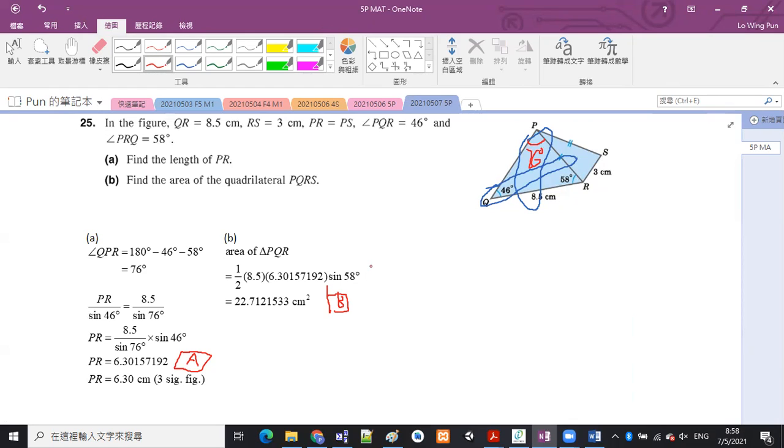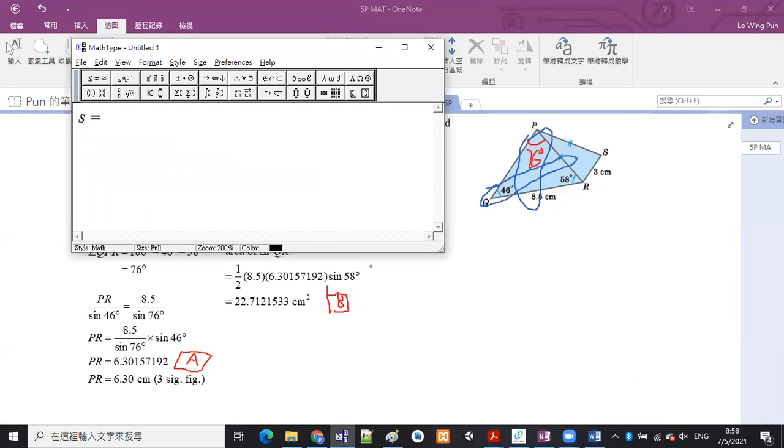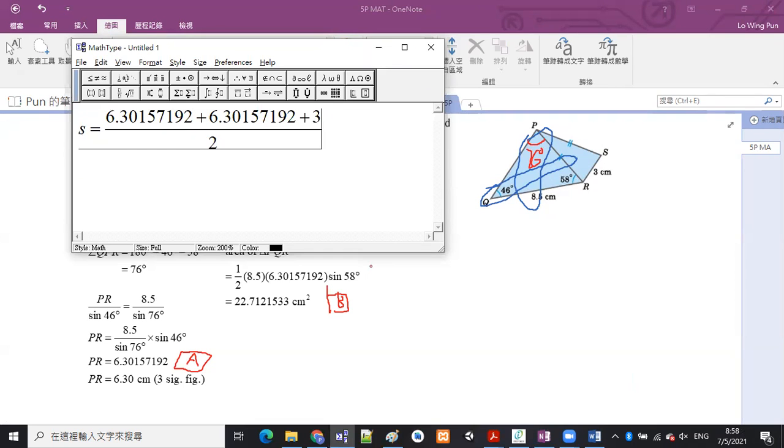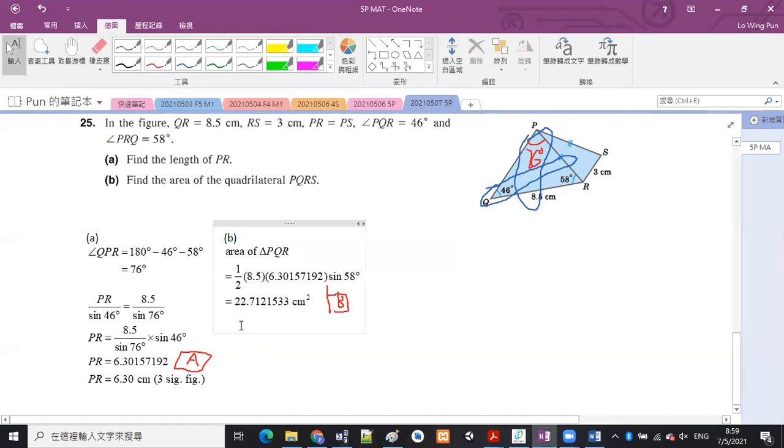And for the area of triangle PRS, we have all the 3 lengths. So we should use Heron's formula, right? Okay, find the S first. So S is equal to PR, which is 6.3015, plus the same, plus 3 and then divide by 2. And of course, I will use memory A plus 3, and then divide by 2, which should be 7.8 something. And save this to memory C.